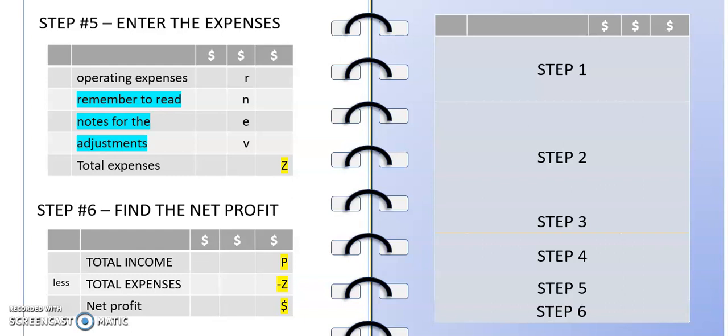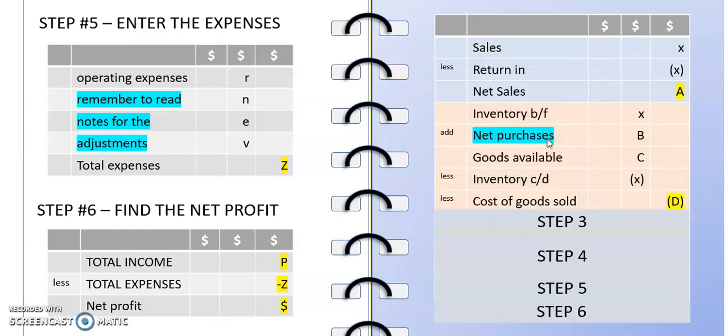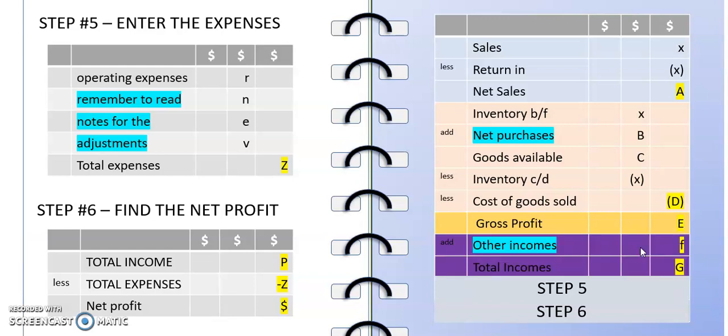So therefore, total income minus total expenses will give you net profit. All right, so let's do a quick review now. Step number 1 is sales less sales returns. Step number 2 would be the goods available less the closing inventory, giving you the cost of goods sold. Therefore, step number 3 would be net sales minus cost of goods sold, right? That gives you gross profit.